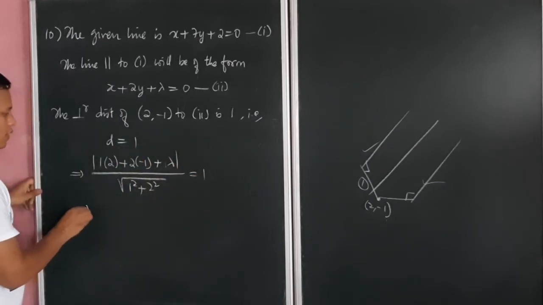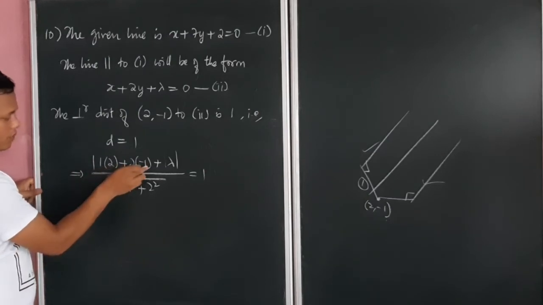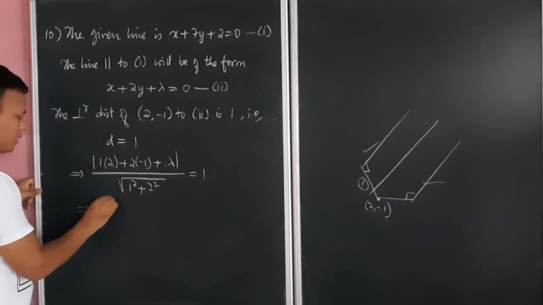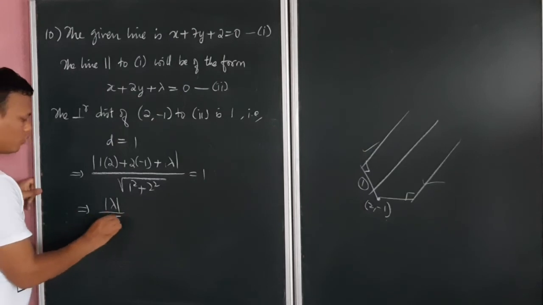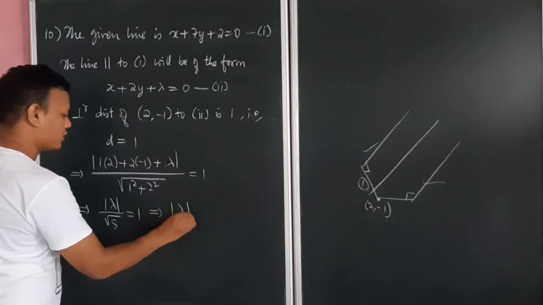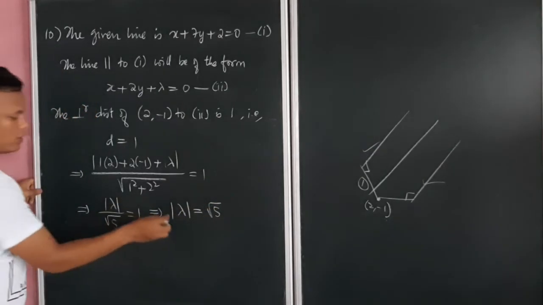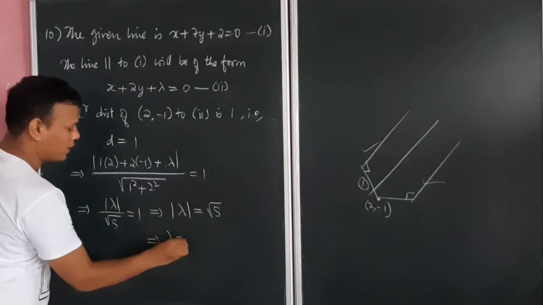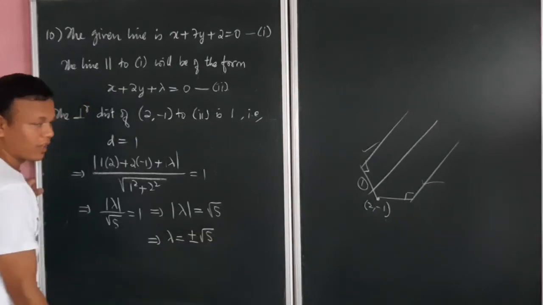Now from here we will find the value of lambda. See here carefully: this is 2, this is minus 2. So 2 and minus 2 get cancelled, so only lambda is left, with the modulus sign. In the denominator we have root 5, equals to 1. By cross multiplication, lambda equals root 5 into 1, which is root 5. Since this is a modulus, if I remove the modulus, there are two values of lambda available, plus minus root 5.